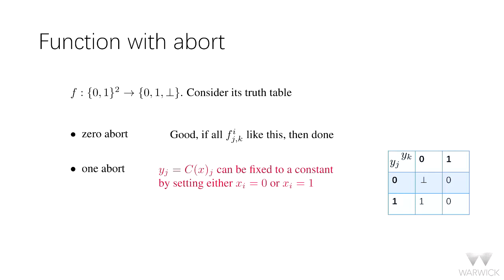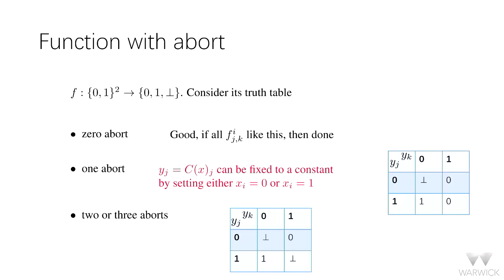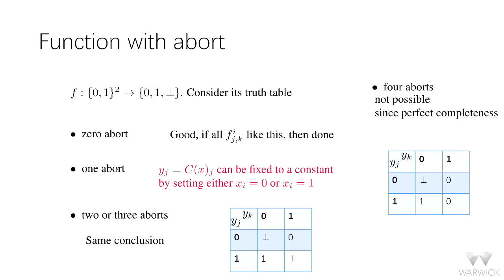Specifically, one can say that yj can be fixed to be a constant by setting either xi equal to 0 or xi equal to 1. And for yk, we also have a similar observation. If there are 2 or 3 aborts, we again can have this property. So if there are 4 aborts, this is not possible since we require perfect completeness, which means that if there are no errors, we will output the correct message bit, we cannot output abort.